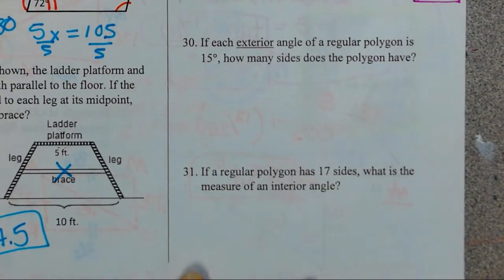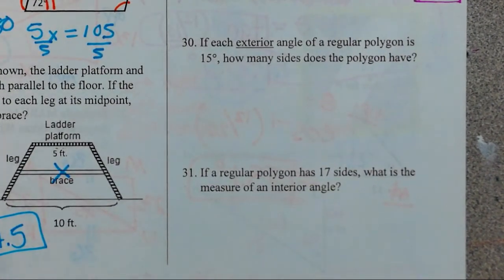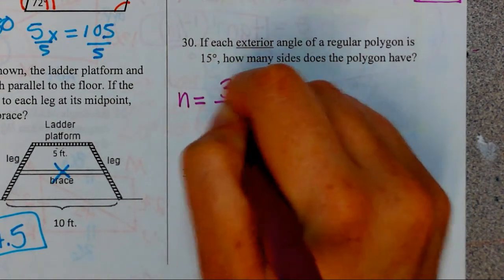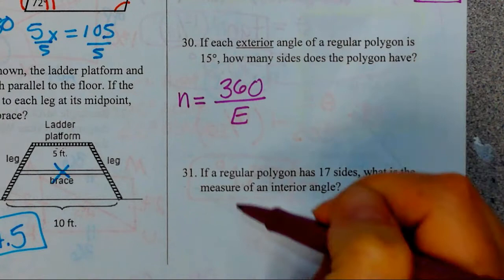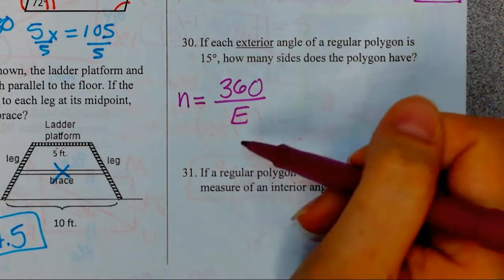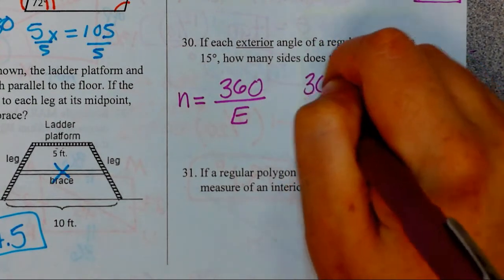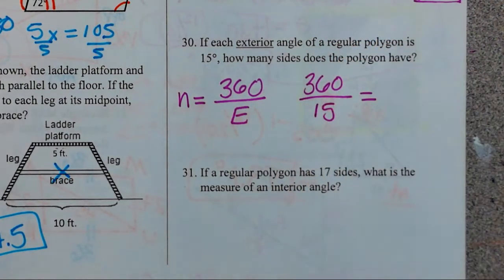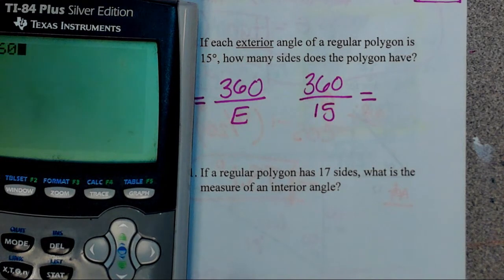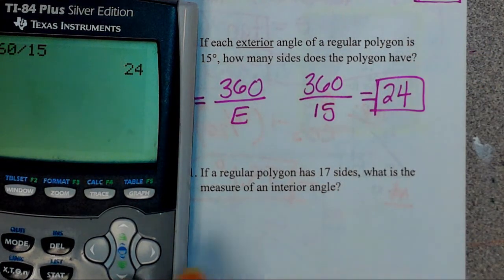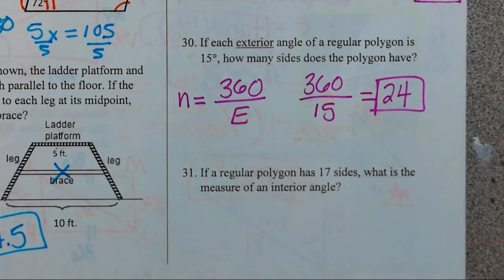All right, for the next one, it says if each exterior angle of a regular polygon is 15, how many sides does the polygon have? The formula for this one is easier than the last one, honestly. It's just 360 divided by the exterior angle. So I would do 360 divided by 15, and that gives us 24. So that has 24 sides.